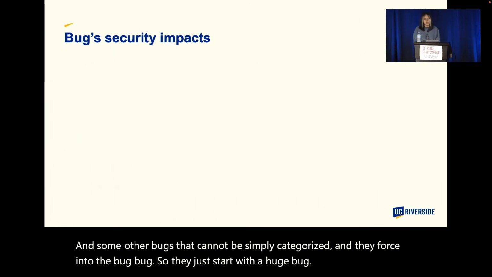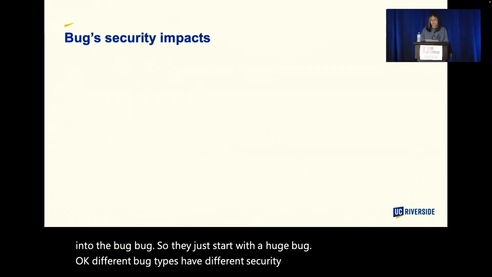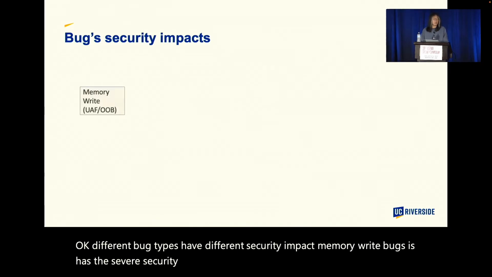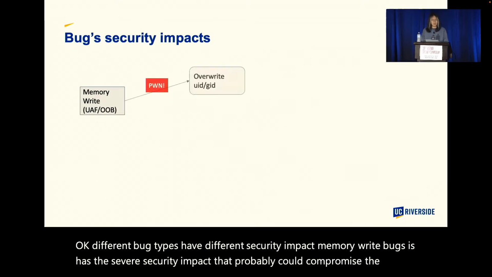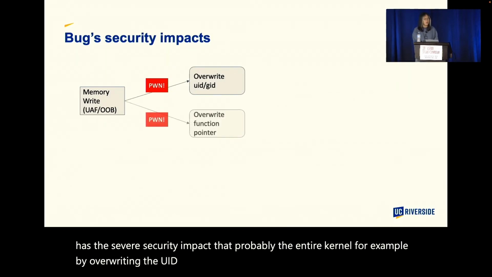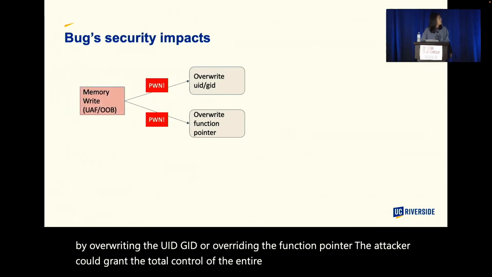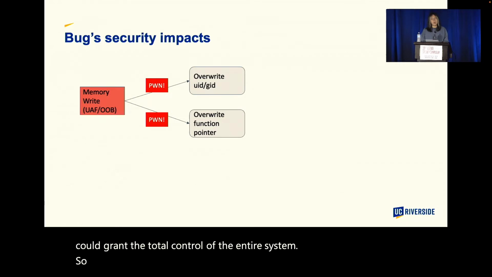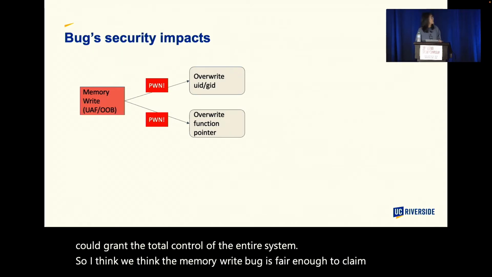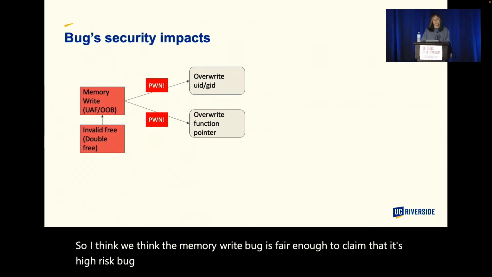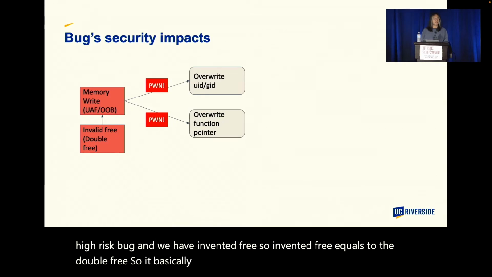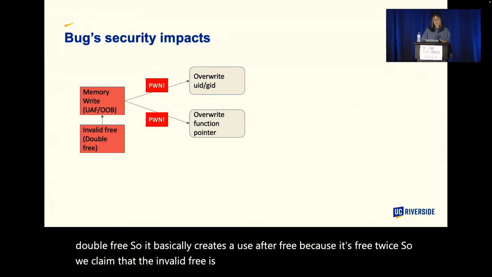Different bug types have different security impact. Memory write bugs have a severe security impact that could probably compromise the entire kernel. For example, by overwriting the UID, GID, or a function pointer, the attacker could gain total control of the entire system. So we think the memory write bug is enough to claim it's a high-risk bug. And we have invalid free. Invalid free equals double free, which basically creates a use after free, because it's freed twice. So we claim that invalid free is also a high-risk bug.